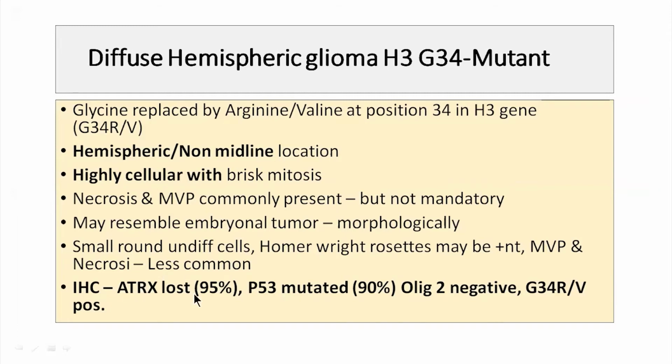On IHC, ATRX will be lost in 95% of cases. P53 will be mutated in 90% of cases. OLIG2 will be negative and G34R/V will be positive on IHC. So it has a very typical and very different spectrum of IHC expression if we compare it to H3K27M mutation. ATRX can be lost in 20% of cases in H3K27 mutant, and P53 is mutated more commonly in this.